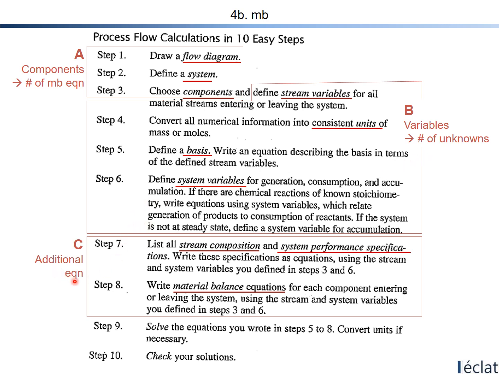Additional equation you will try to find. And then A plus C, in terms of number of equations, is the same as the number of unknowns from B. Then you could solve the problem, and maybe you can check your solution. So I'd like to emphasize only 3 steps. A, number of material balance equations. B, number of unknowns. C, additional equation.